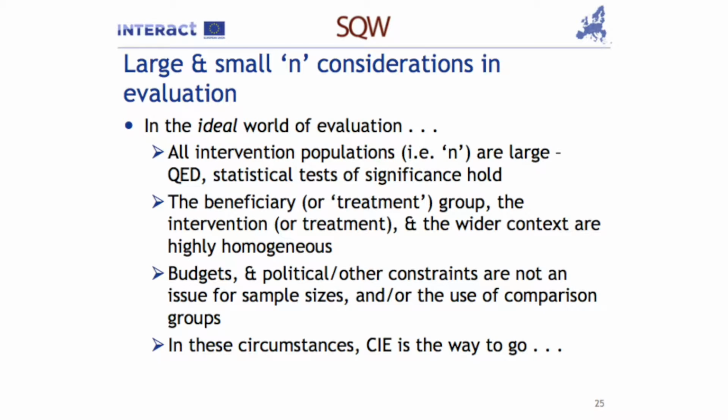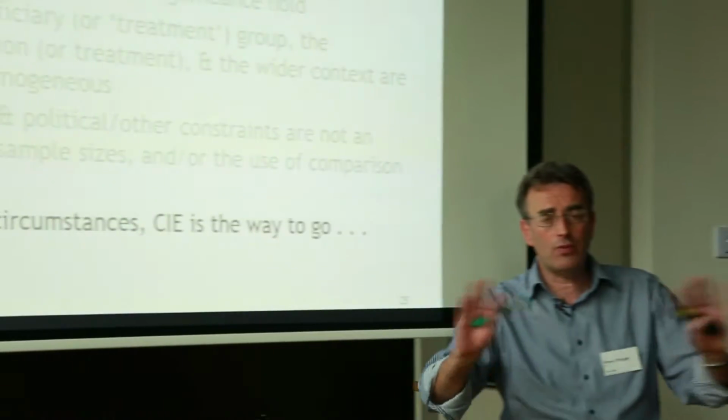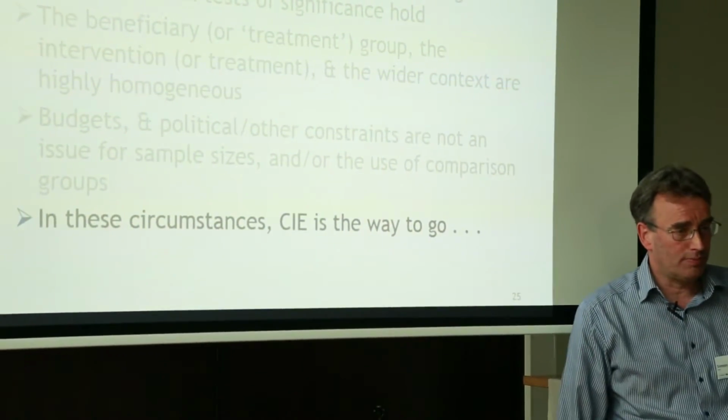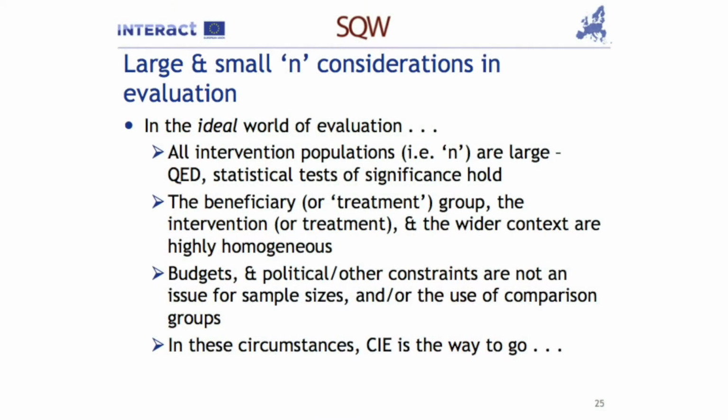You've got large population, you've got a large sample, everything is very homogeneous, everything is very pure. You can therefore abstract the effects of your intervention in the confidence that you have got a good sample, and the difference that you're observing is purely down to the intervention that you have made. And in those circumstances, counterfactual impact evaluation is the way to go. No ifs, no buts, dead straightforward. Emphasis on the word here, ideal.